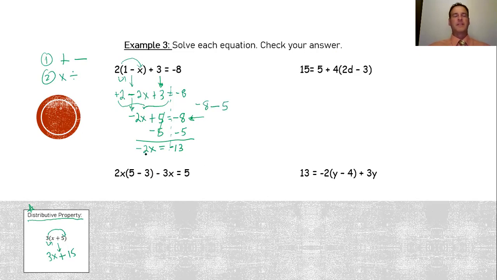Cool. All right, last step is we're going to divide. Now divide by the same thing. Negative 2, negative 2. Make sure you include the negative with it. Those will go away. X is equal to, now you got 13 over 2. A negative over a negative is a positive.